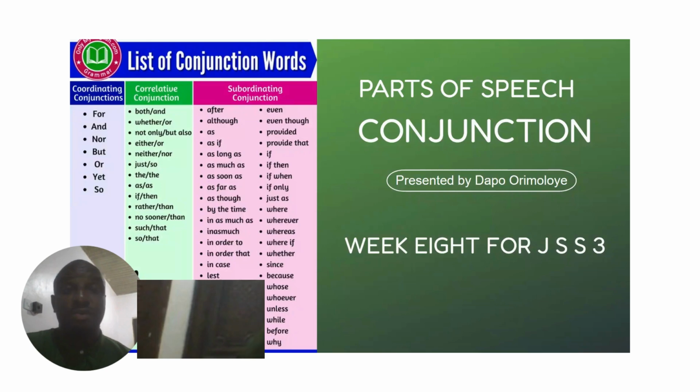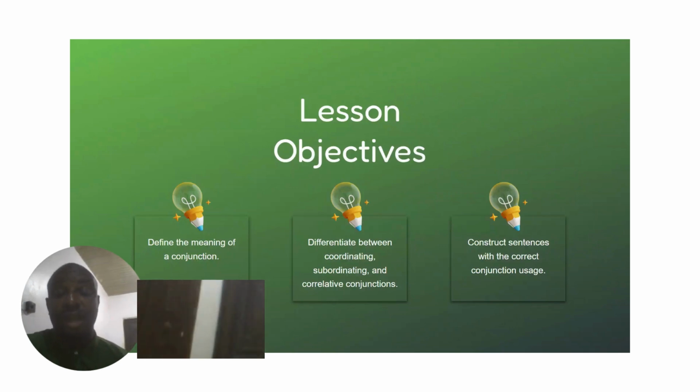We're discussing this topic based on the following objectives. Number one, after the end of my class, you should be able to define conjunctions, very important. Number two, you should be able to differentiate between coordinating, subordinating, and correlating conjunctions. And lastly, you should be able to construct sentences with correct conjunction usage. Note all these objectives, we must achieve them by the end of the class.